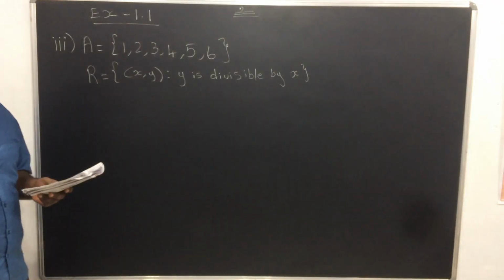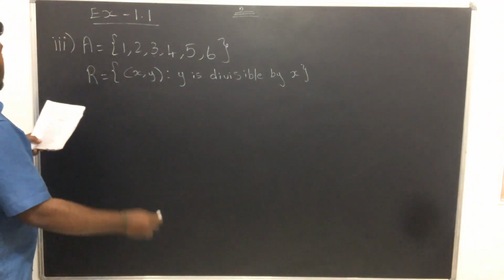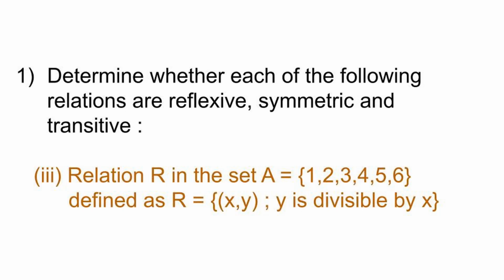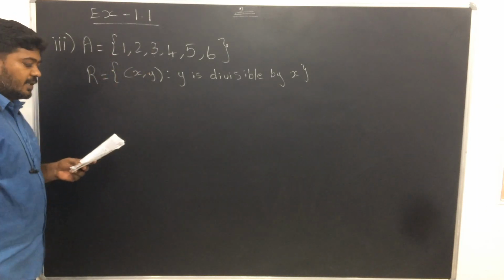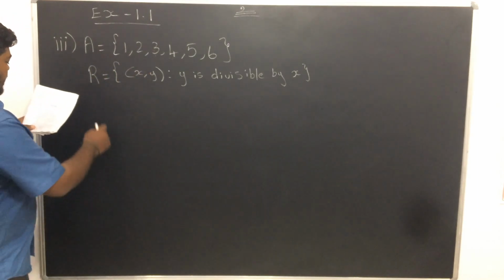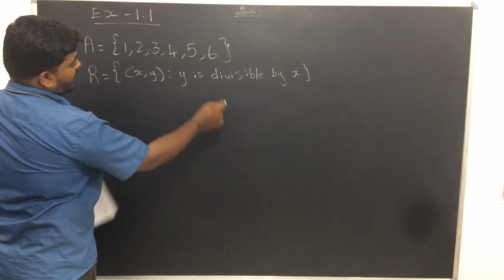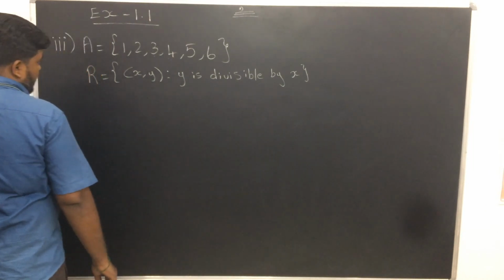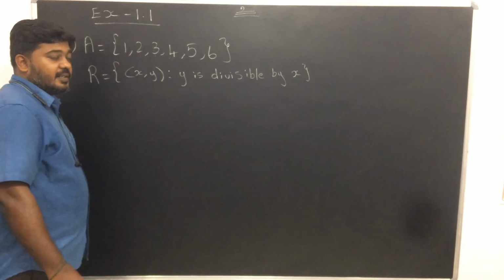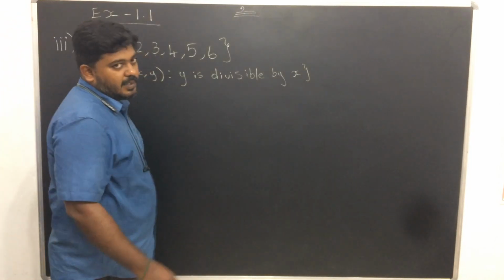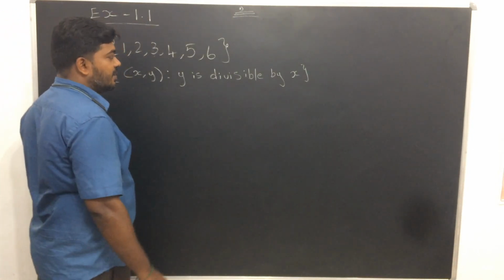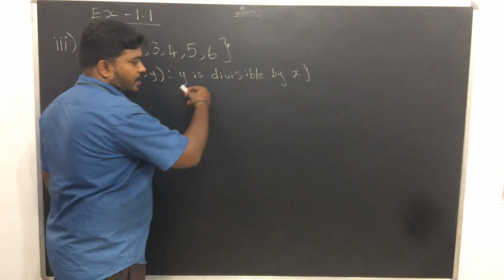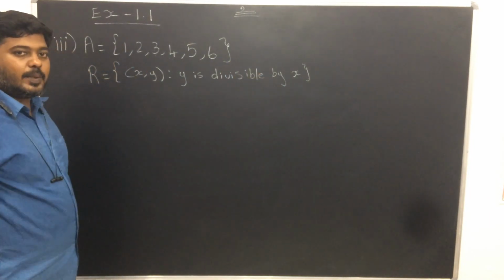So next is exercise 1.1, third sum. The third sum is: relation R in the set A equals 1, 2, 3, 4, 5, 6. So they have given set A to be 1, 2, 3, 4, 5 and 6. And the relation is defined as R is equal to x comma y such that y is divisible by x. So the condition for the relation is y should be divisible by x, meaning y has to be a multiple of x. In other words, x will divide y into some number of equal parts.